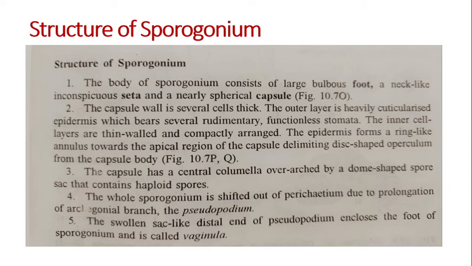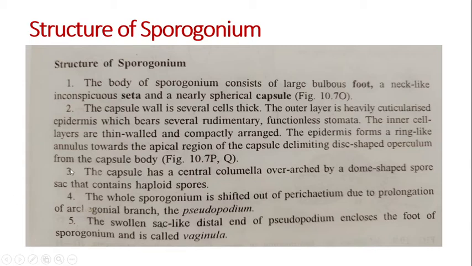Okay, so inside the capsule there is a central region which is known as the columella. Now the central region columella is the sterile region because it doesn't show any spore, but over this columella there is a horseshoe shaped structure, or you can say a dome shaped structure, which is known as the spore sac, and inside the spore sac the haploid spores are present.